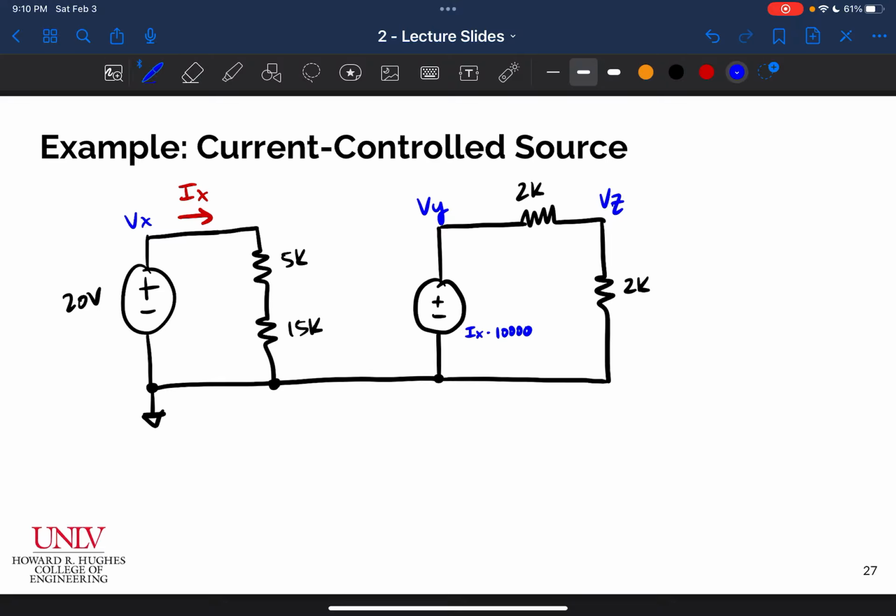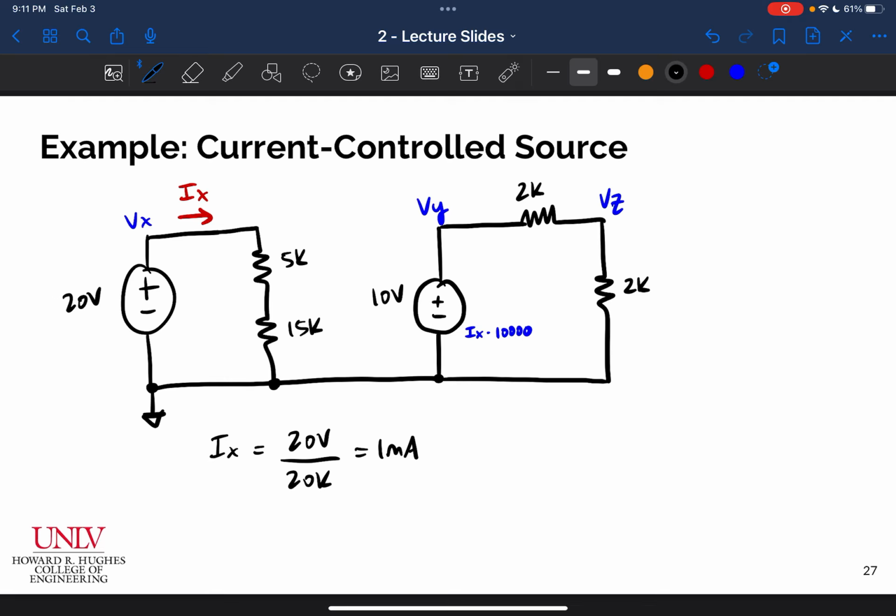All right. So hopefully we can recognize that these two resistors are in series, so I can combine them to create an equivalent 20K resistor. And so I'm just going to go right into the math and say that Ix is my total voltage, 20 volts, divided by my total resistance, 20K. And that gives me 1 milliamp. So Ix is 1 milliamp. If I multiply Ix by 10,000, I get 10 volts. So that gives me a 10 volt source here.